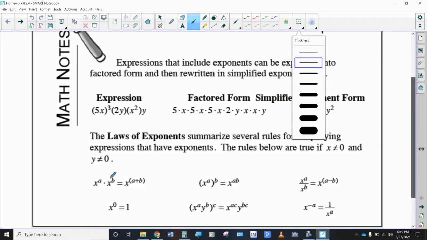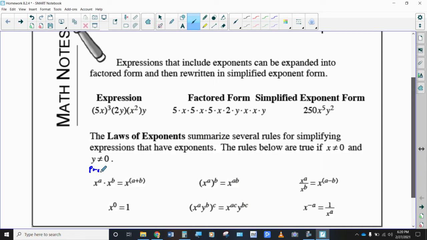This one right here is the product of powers rule, or property, that says that when you're multiplying two powers that have the same base, you're going to keep the base and you're going to add the exponents. So this is like if you took 2 to the 4th times 2 to the 2nd, that would be equal to 2 to the 6th power. Right? Picture that expanded out. That was the very first one that we ever worked with.